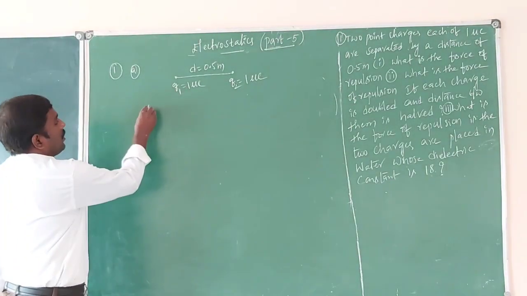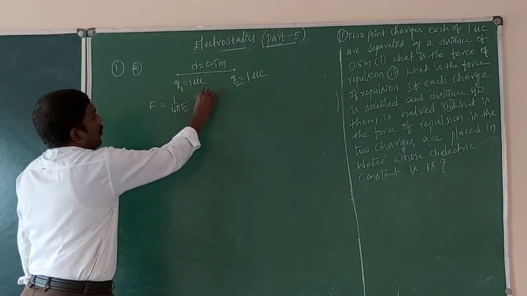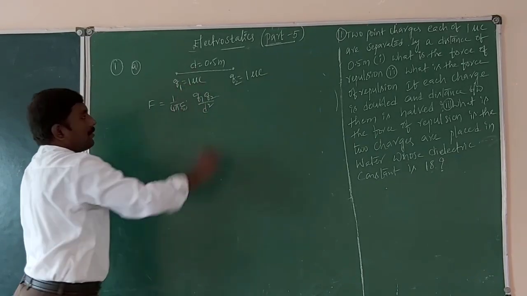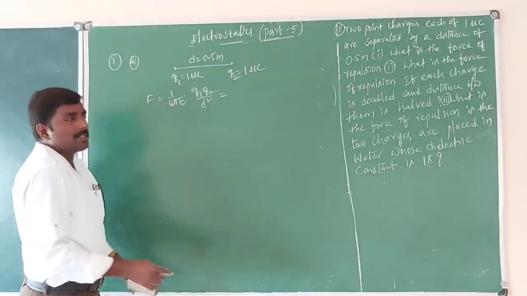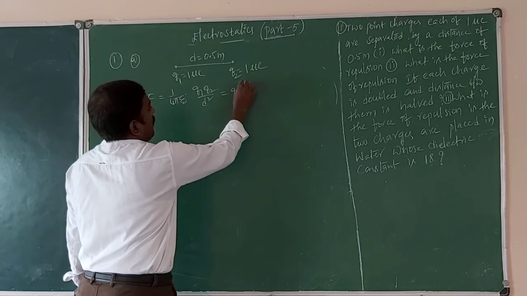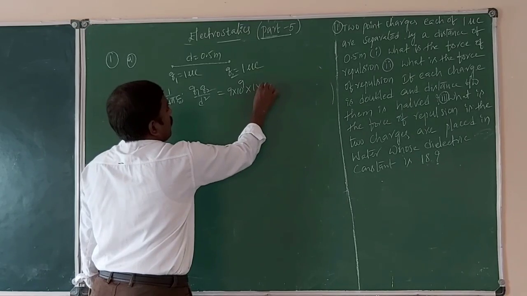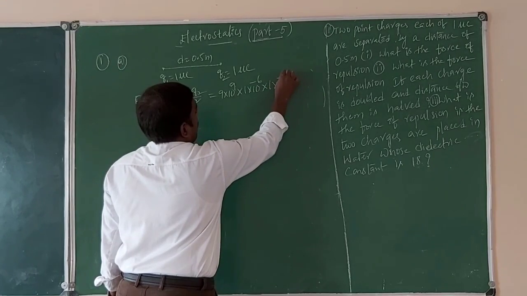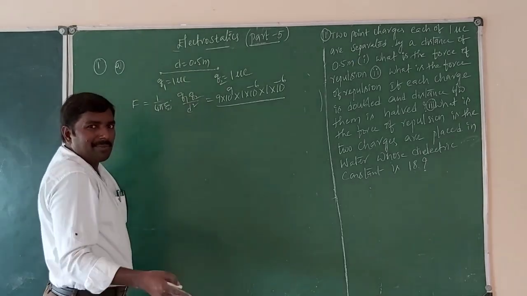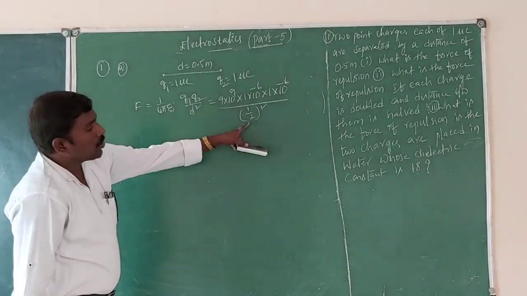According to Coulomb's law, F is 1 by 4 pi epsilon naught Q1 Q2 by d square. What is the value of 1 over 4 pi epsilon naught? The constant is 9 into 10 to the power 9, into Q1, which is 1 micro, that is 1 into 10 to the power minus 6, into Q2, also 10 to the power minus 6, divided by d square. What is the value of d? 0.5, which means 1 by 2, 1 by 2 whole square. 2 square is 4.